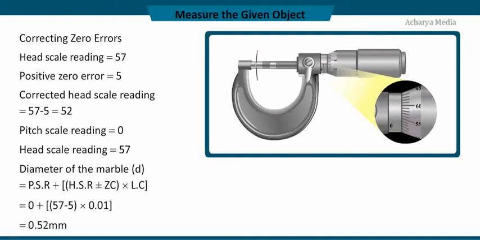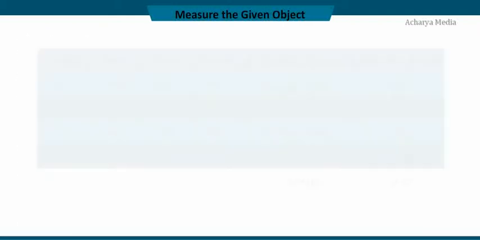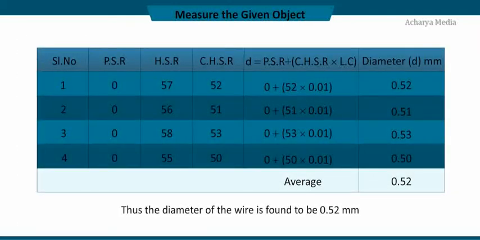equal to 0.52 mm. In order to avoid any errors in positioning or reading, it is better to repeat the measurement a few times. Then enter the readings into the table as shown here and find the average of the readings, which will give the most accurate measurement.